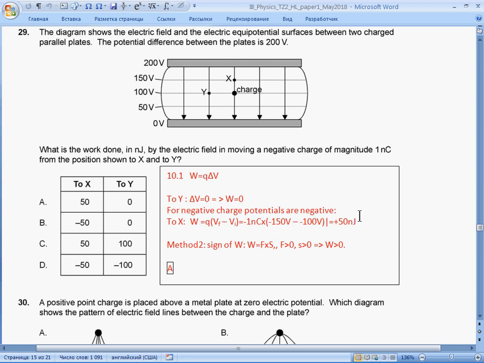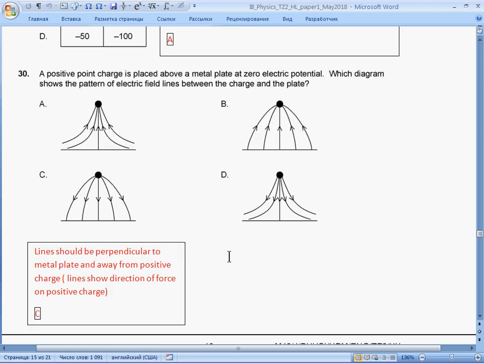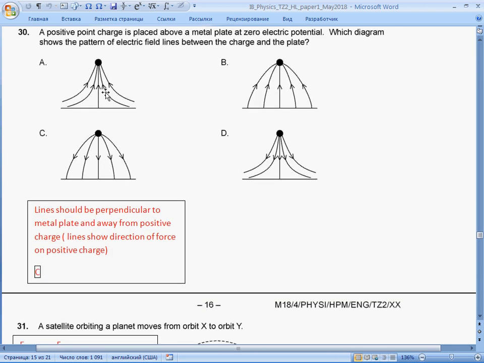So how did we get nano? We kept the charge in nanocoulomb. Now, for a positive charge, which electric field is correct? I choose C because the field lines are not at 90 degrees to the metal plate, and this is a positive charge. The field line shows the force on a positive charge, so outward.